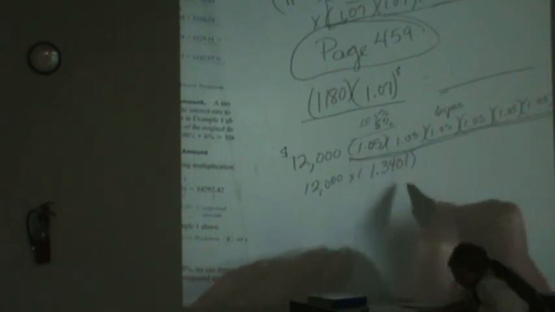1.340095. 1.3401. Yeah. Okay, so if you multiplied that times 12,000, that's what you would have after 6 years.